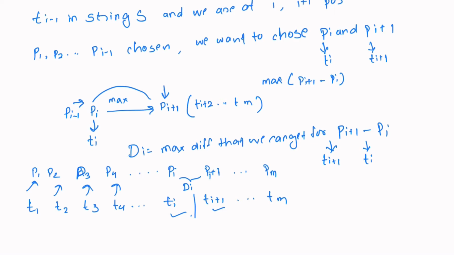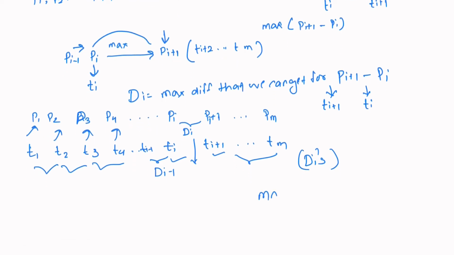Now let's say we are able to find this d of i for each of these adjacent characters in t. Let's suppose the difference between t of i minus 1 and t of i is d of i minus 1. Similarly, all these maximum differences that we can get for the mappings for these two characters in string s, if we are able to find all these d of i's, our answer will be simply the max of d of i over all i.